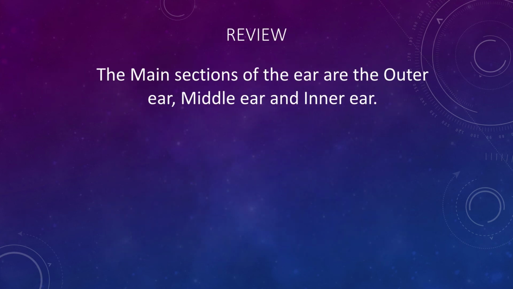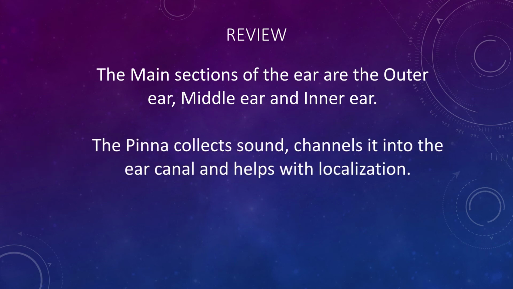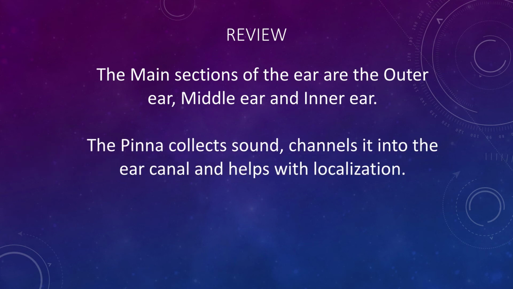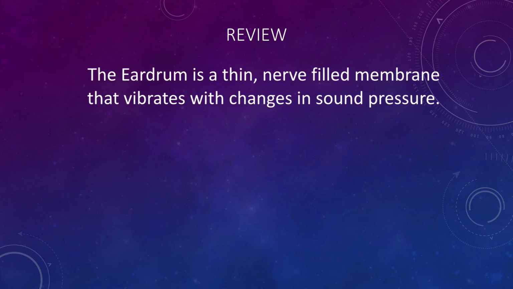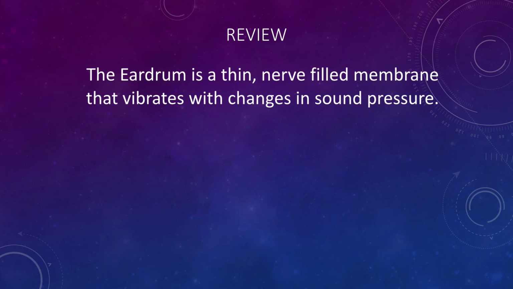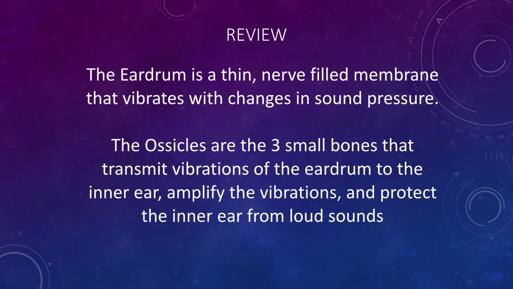To review, the main sections of the ear are the outer, middle, and inner ear. The pinna collects sound, channels it into the ear canal, and helps with localization. The ear canal transmits sound to the eardrum, protects the eardrum, and boosts frequencies around 4,000 hertz. The eardrum is a thin, nerve-filled membrane that vibrates with changes in sound pressure. The ossicles are the 3 small bones that transmit vibrations of the eardrum to the inner ear, amplify the vibrations, and protect the inner ear from loud sounds.